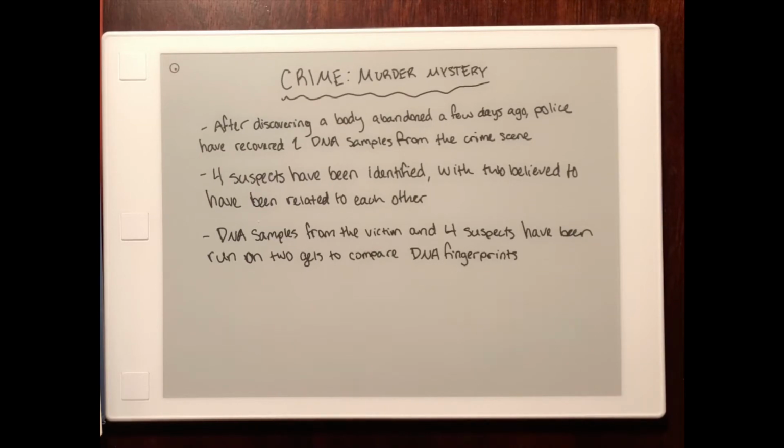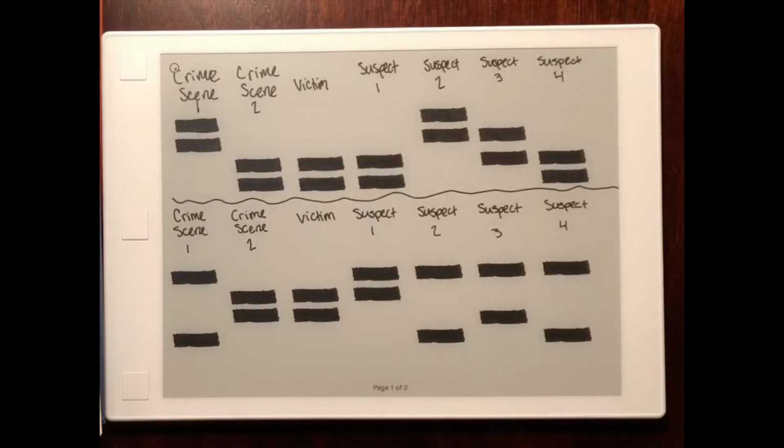DNA samples from the victim and the 4 suspects have been run on 2 different gels to compare DNA fingerprints from the samples across 2 different loci. So here are the 2 different gels. We have 2 pieces of evidence found at the crime scenes, and then we have the victim's fingerprints at 2 different loci, along with the suspect's fingerprints at 2 different loci.